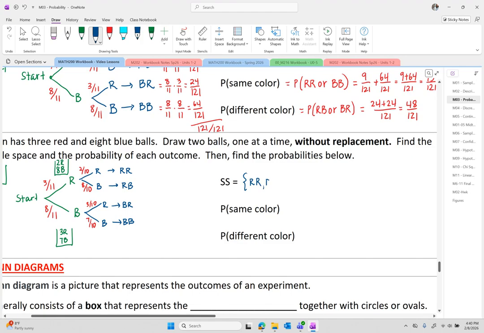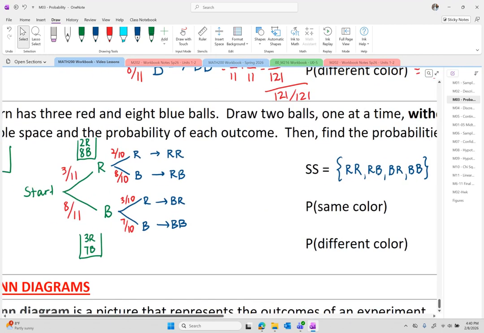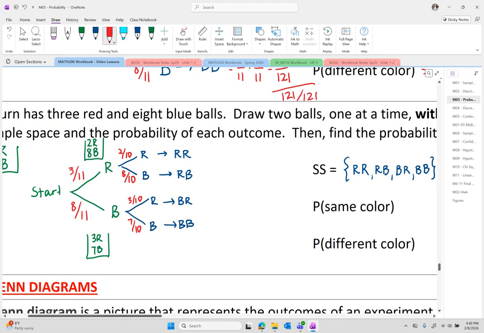Red, red, red, blue, blue, red, and blue, blue, but the probabilities are not the same. So what's the probability of getting 2 red balls? It will be 3 out of 11 times 2 out of 10, which is 6 out of 11 times 10, is 110.